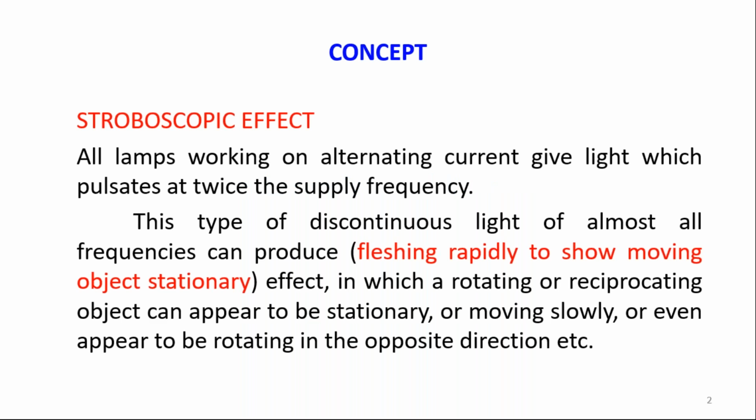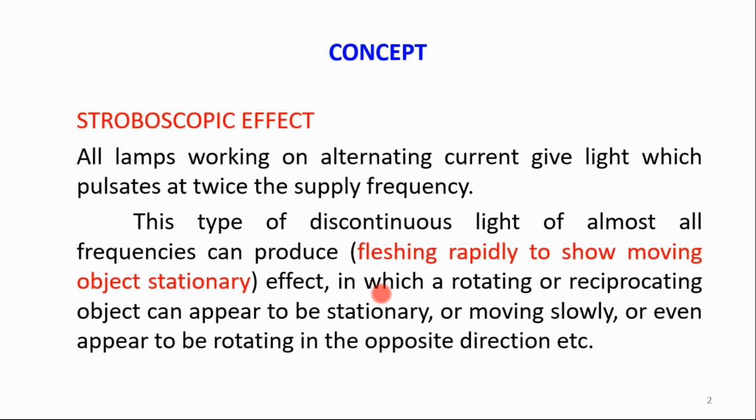So all lamps working on AC, that is alternating current, give light which pulsates at twice the supply frequency. The characteristic of this AC light is that it pulsates at twice the supply frequency. So whatever the frequency is, the pulsation is twice. And this type of discontinuous light of almost all frequencies can produce an effect which is called as stroboscopic effect. So it is a flashing rapidly to show a moving object as stationary. That is the major issue related to this stroboscopic effect.